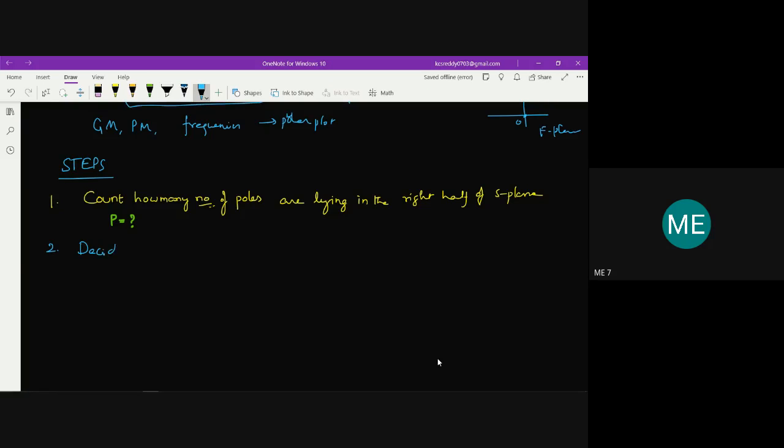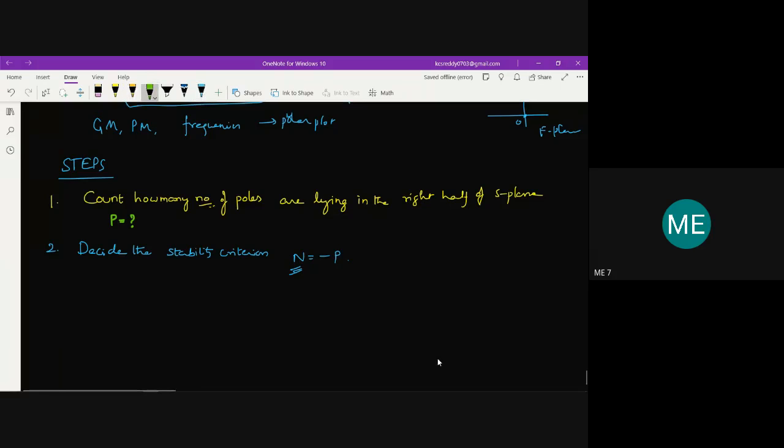Second, decide the stability criteria. Once you get P, the stability criterion is N is equal to minus P. That is how many times the Nyquist plot should encircle the critical point, which is what we are going to study here. So we need to find out the number of encirclements about the critical point.